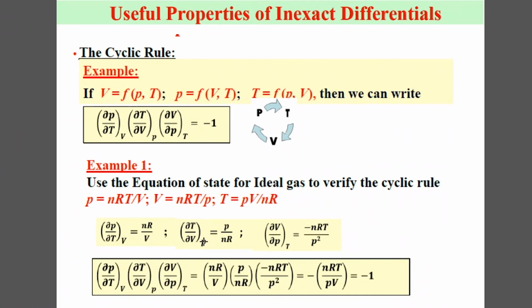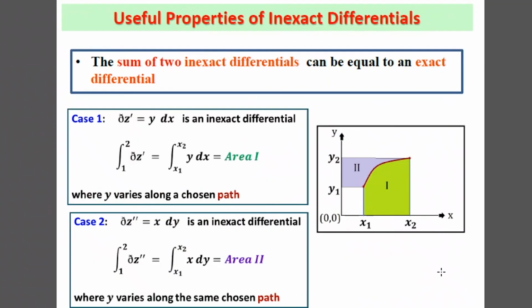Take this as an assignment: apply each of these differentials, dP by dT at constant volume and dT by dV at constant pressure, calculate all of these values for an inert gas and show that the product comes to -1. Please do it, okay? Now, there are two more important terms I have to wind up.